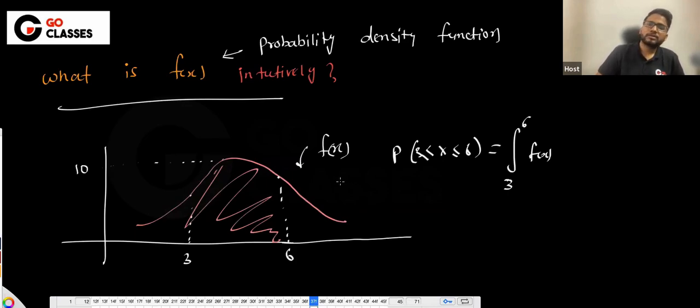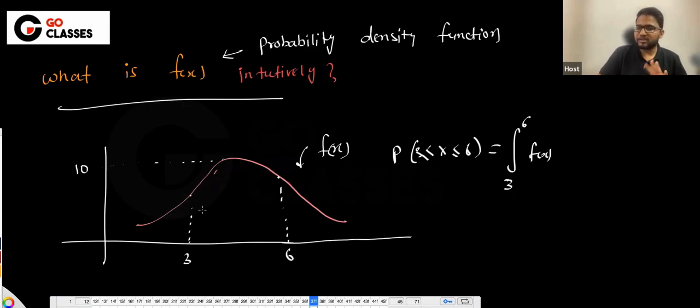So if you want to calculate the probabilities between 3 and 6, you will take the integration and then you will calculate the probability. Okay, so that much is clear: if you want to calculate the probability, then you can do it, but f(x) is not the probability. Then what is this f(x)? f(x) is basically telling us how likely it is that you are going to get a number between 3 and 6. Let's suppose this is 9.